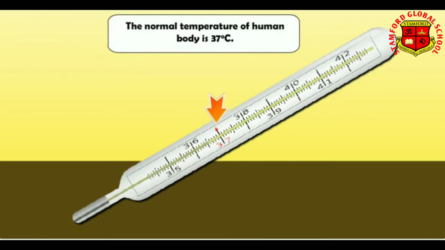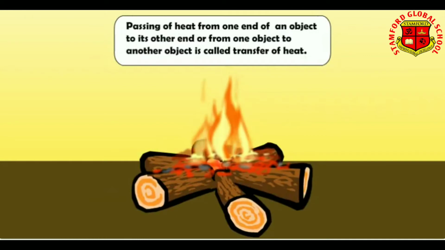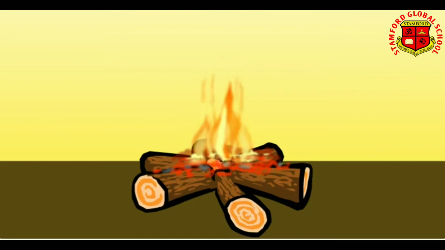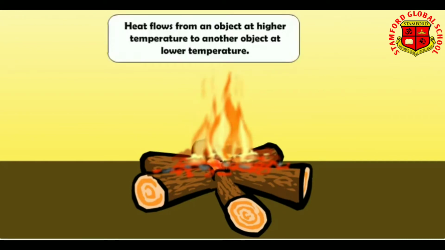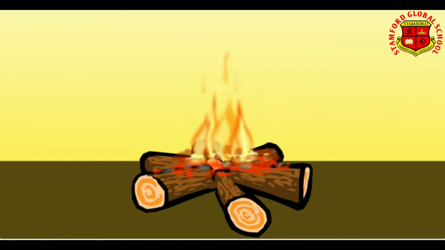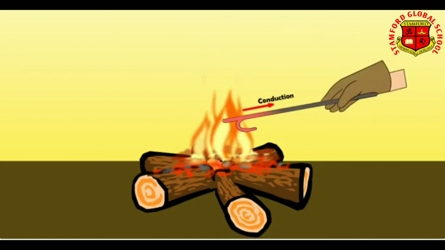Transfer of heat. Passing of heat from one end of an object to its other end or from one object to another object is called transfer of heat. Heat flows from a hot object to a cold object. Heat flows from an object at higher temperature to another object at lower temperature. Heat can be transferred from a hot object to a cold object in 3 different ways. 1. By conduction. 2. By convection.